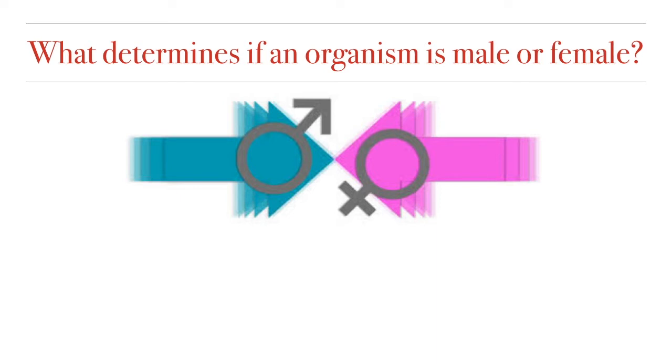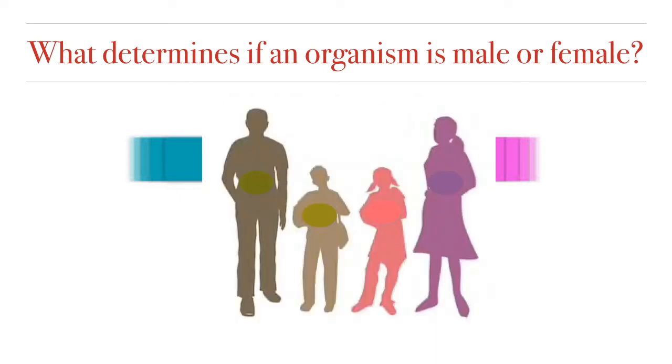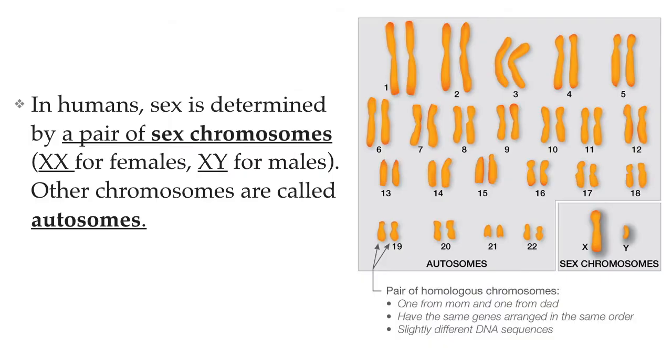So what determines if an organism is male or female? Well, in humans, it is the presence or absence of a Y chromosome. Females have two X chromosomes, and males have an X and a Y chromosome. When we take a look at chromosomes in humans, we find that out of the 46 chromosomes, 44 of them are what we call autosomes, but two of them are sex chromosomes, the X and the Y.